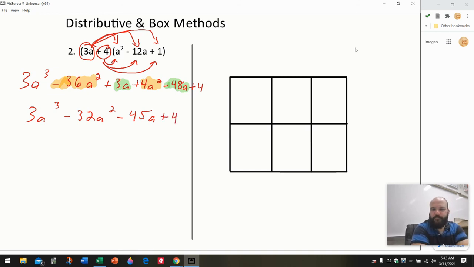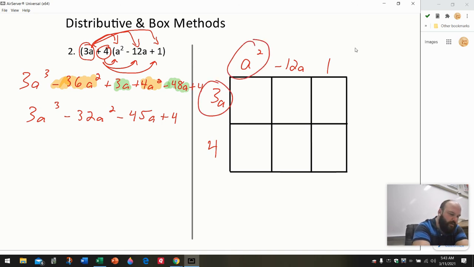There's our final answer. Now the box method. Once again, the first expression, 3a plus 4, goes on the left because there's 2 terms. And then the second expression, a squared minus 12a plus 1, goes across the top. Now once we have that, we go ahead and multiply.